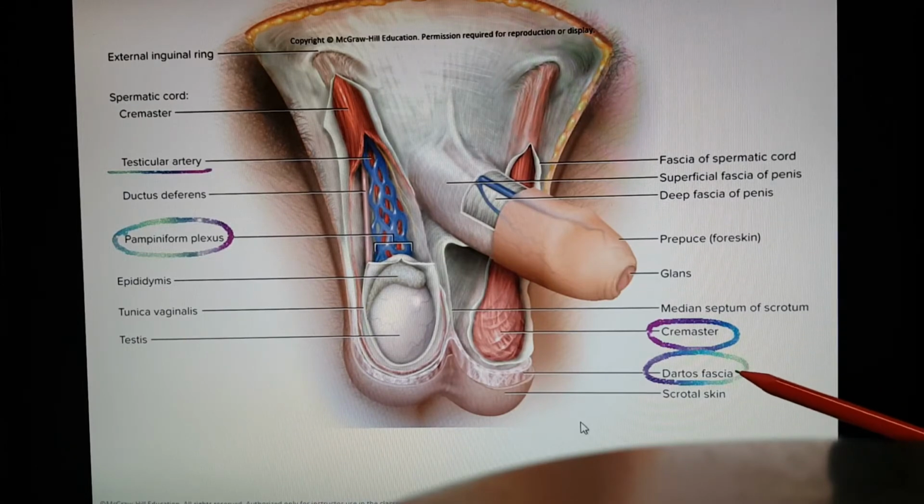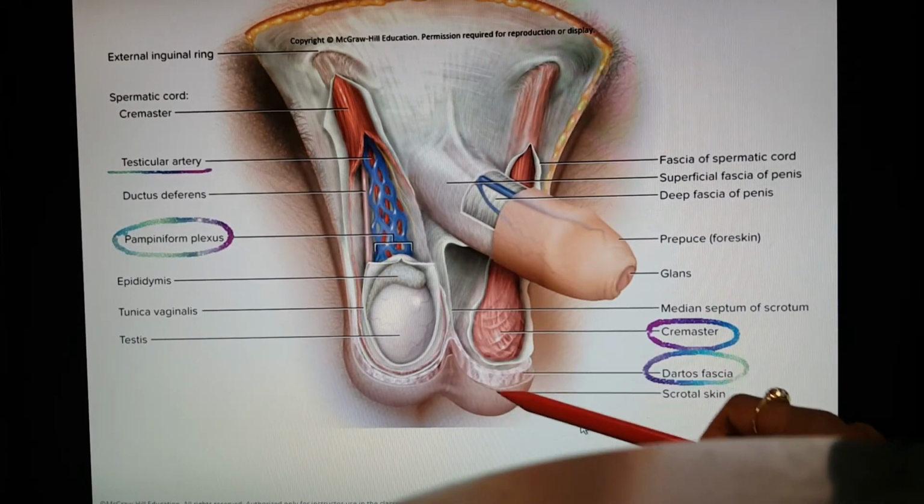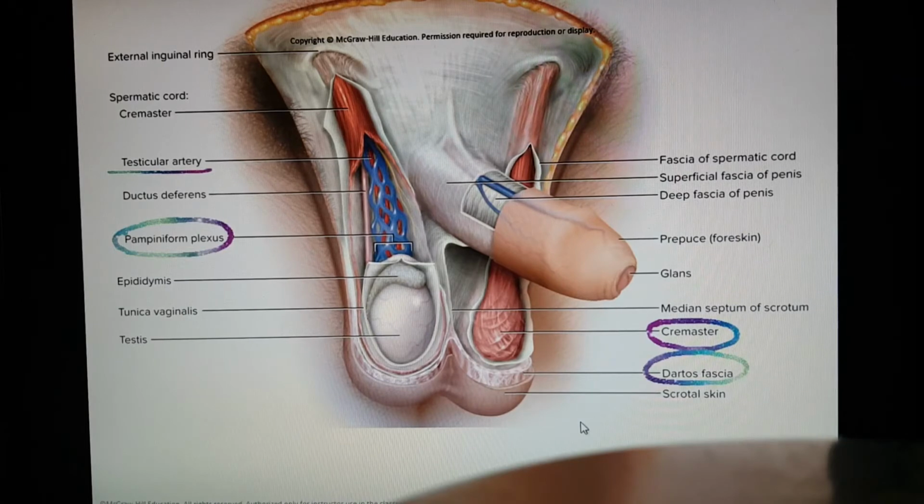The other one, the dartos fascia, so this muscle here, helps to reduce surface area, preventing the scrotum from losing heat during cold weather, so that the testes have the right temperature to be able to make sperm at that 35 degrees Celsius temperature.